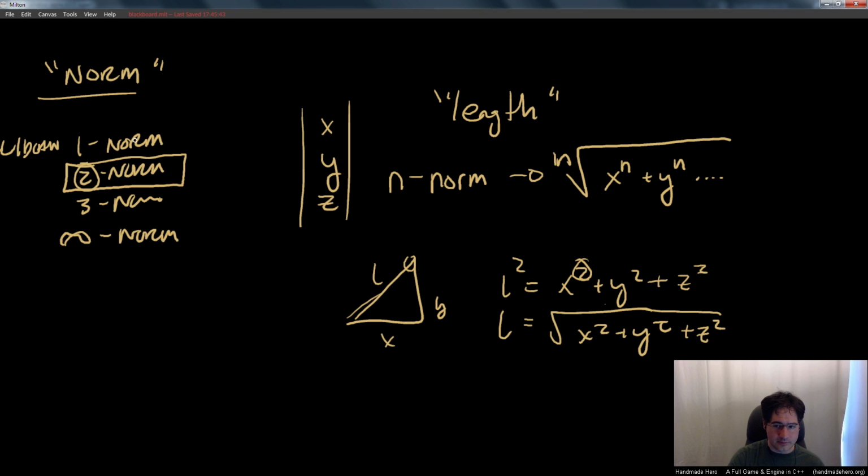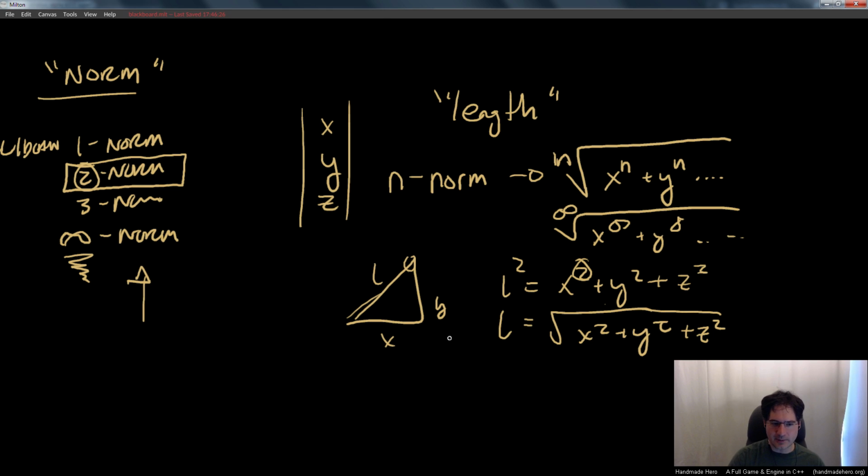The 1 norm would just be the values added together, right? Because it would be a non-square root, basically. It'd just be nothing there. x to the first plus y to the first. So it would just be x plus y. That'd be the 1 norm, right? The 3 norm would be the cube root of x cubed plus y cubed, right? And then the most mysterious one of them all, this one right here, which is the infinity norm, is the infinite root of x to the infinity plus y to the infinity, and so on.